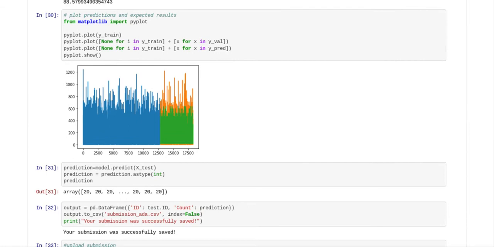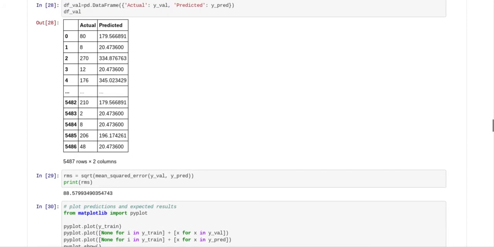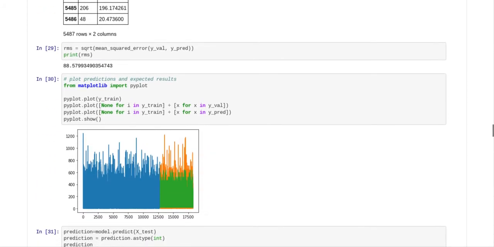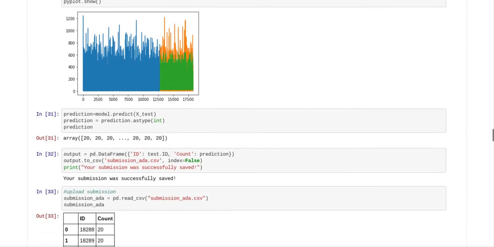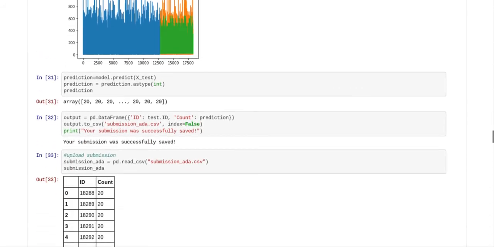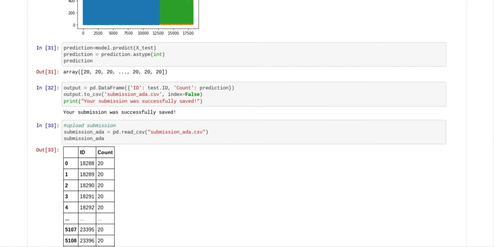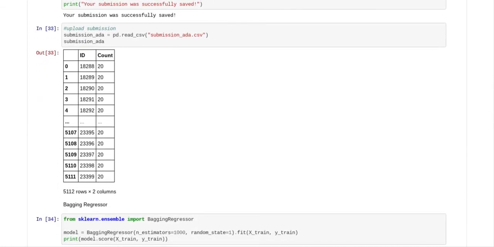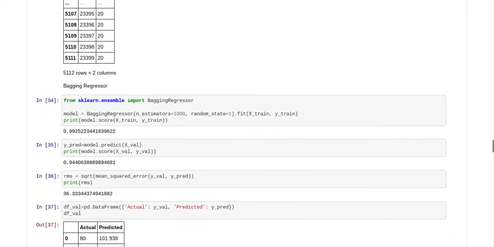We plotted the graph and you can see that the predicted values are a lot higher than the real values. We predicted it on X test and we put it on a data frame, and you can see again that the counts are not good, so this is not a good model to use.